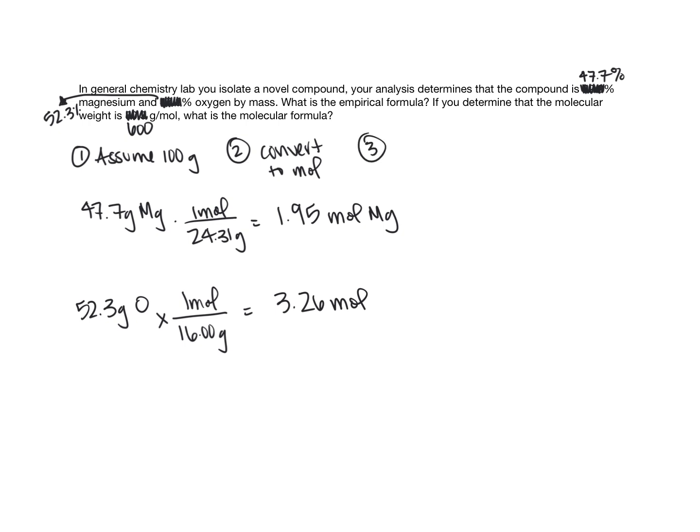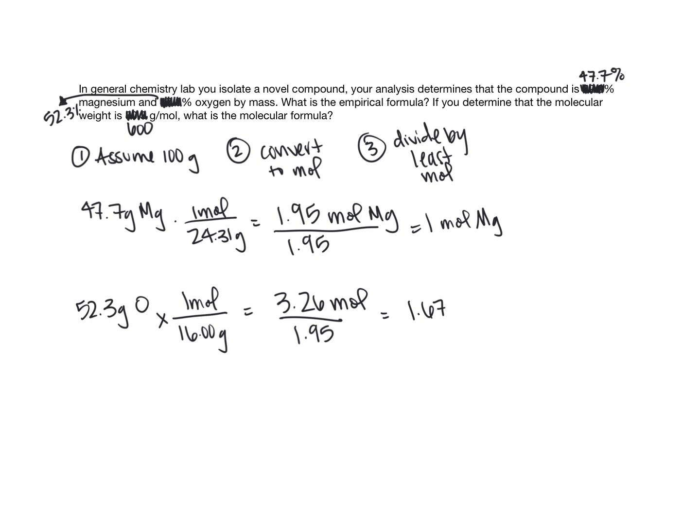So our next step is divide by least moles. So I'm going to divide by 1.95, and I'm going to divide here by 1.95. So that gives me 1 mole of magnesium. And this gives me 1.67 moles of oxygen. So we can't use 1.67, but we know that 1.67 is 5/3.